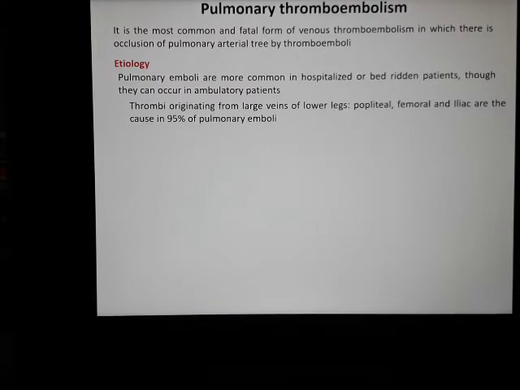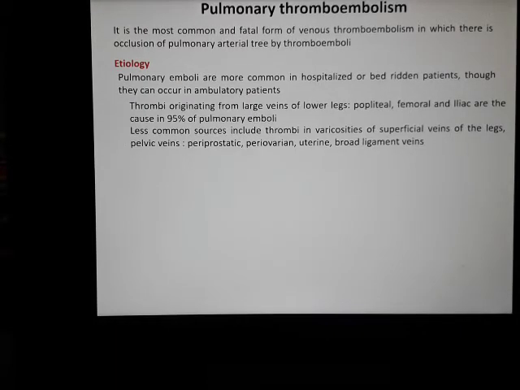These originate from the large veins of the lower legs, and less commonly, only 5%, the less common sources are the thrombi in varicosities of superficial veins of the legs and the pelvic veins. These are the periprostatic vein, periovarian vein, uterine vein and broad ligament veins.